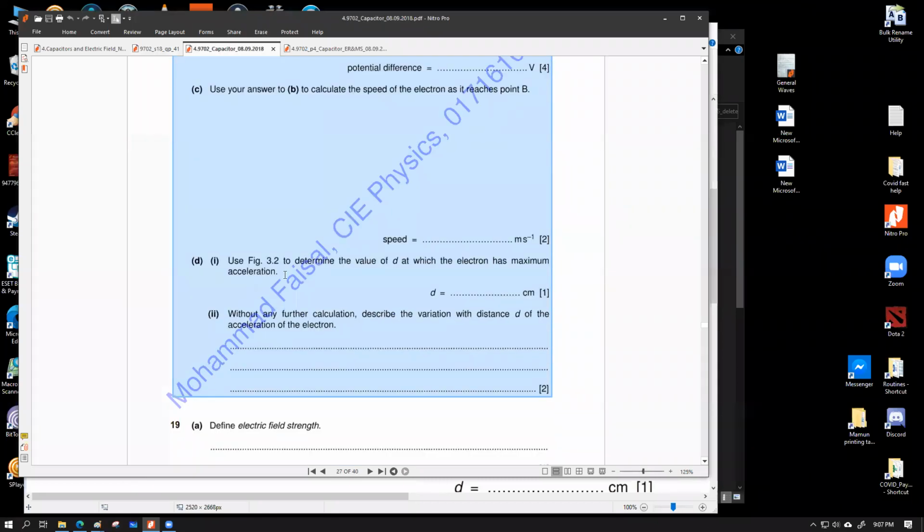Now part d says: use figure 3.2 to determine the value of d at which the electron has maximum acceleration. So maximum acceleration will be where the field strength is highest. Try to think about it.